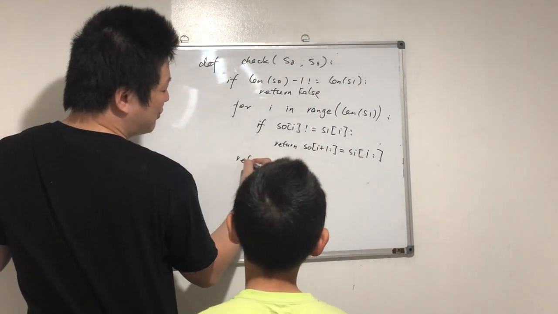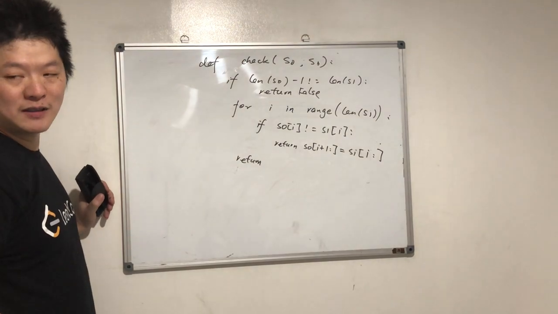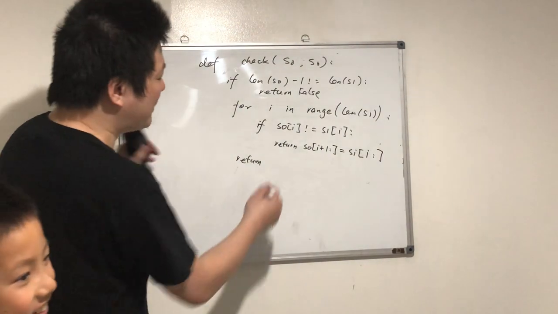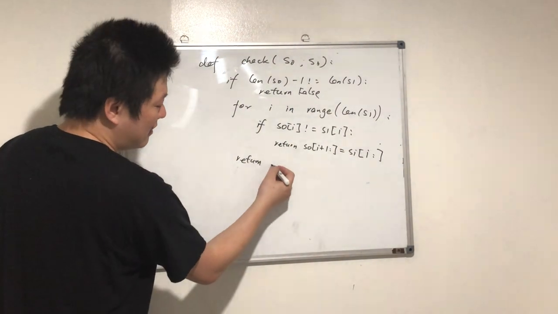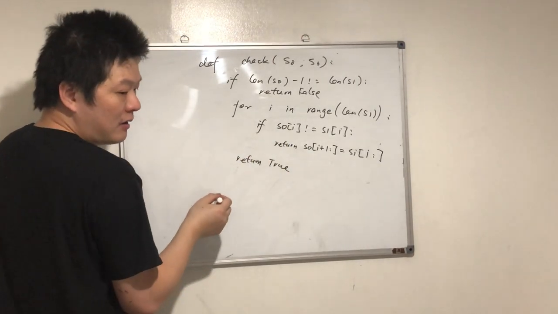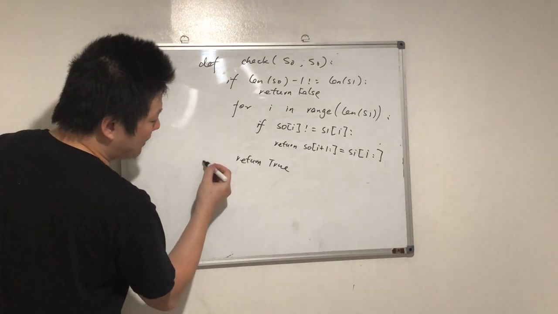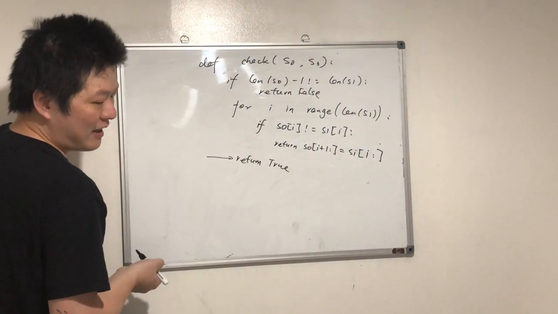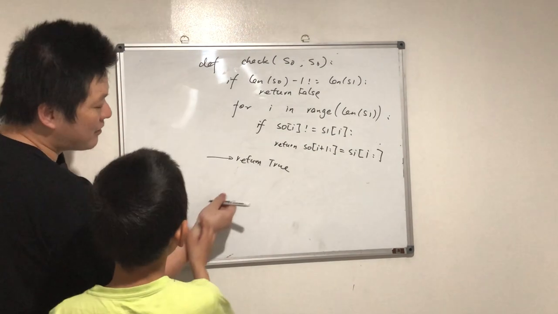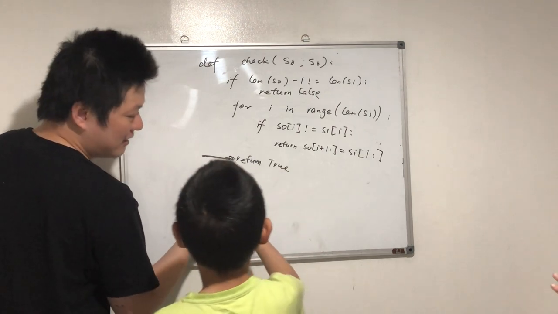And return true or false here? True! Why is it true? Because if this all matches, what does it mean? It means it's true. Can you give me an example when the code will be executed here?